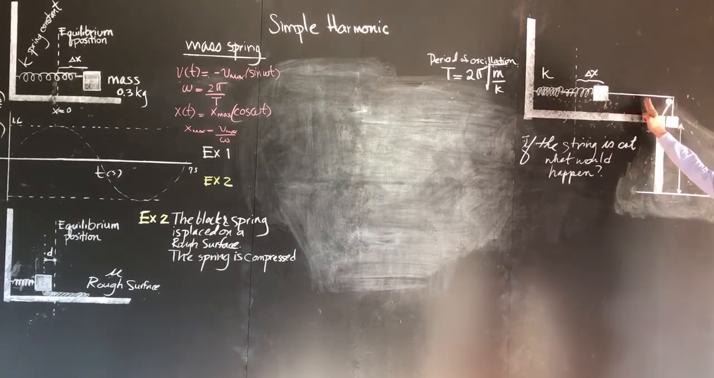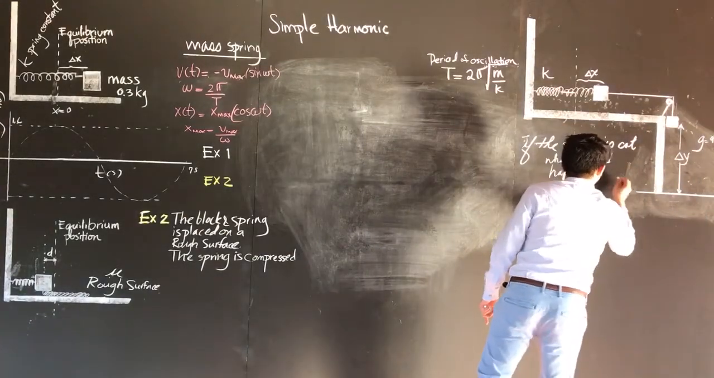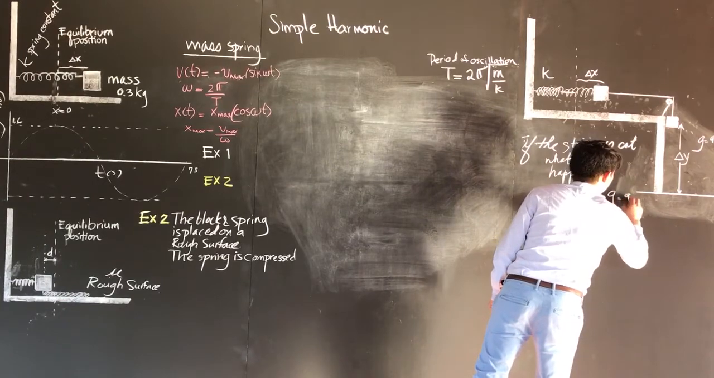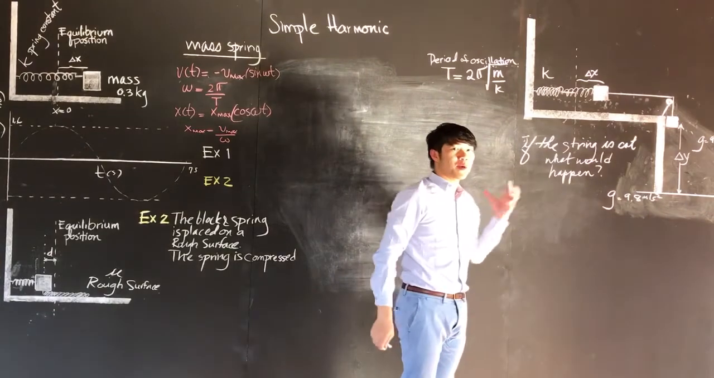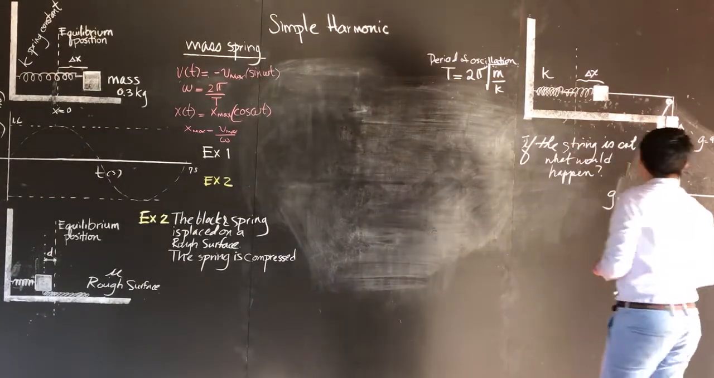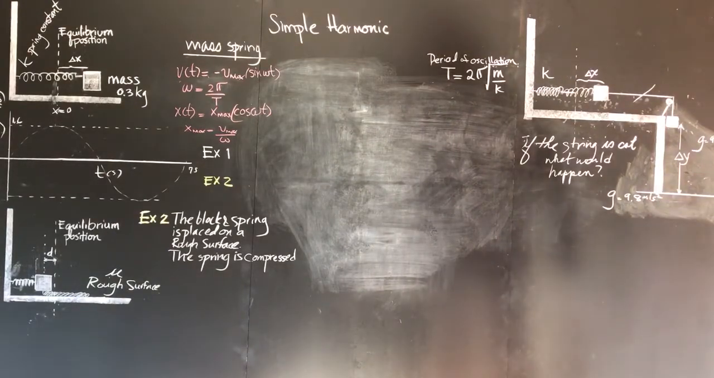When the string is cut, obviously this object right here will drop due to gravity. So let's write down what g is: 9.8 meters per second squared. If you don't see this, don't worry about it; I'm going to write it down over here for you. So it would be gravity, 9.8 meters per second squared. What would happen when the string is cut? This one will drop down.